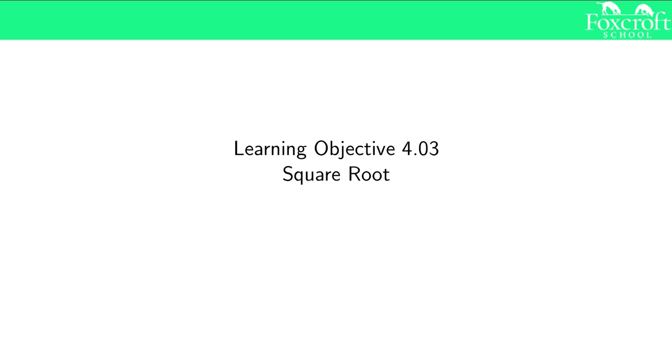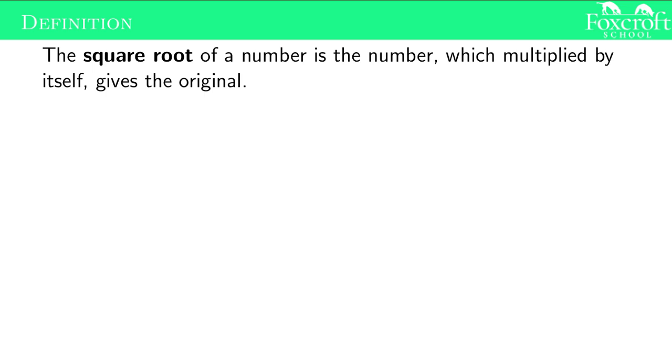In this learning objective, we're looking at taking square roots. So first, what's the definition of a square root? A square root is the number that when you multiply it by itself gives the original. Squaring a number is multiplying it by itself, so the square root has to do with multiplying a number by itself as well.